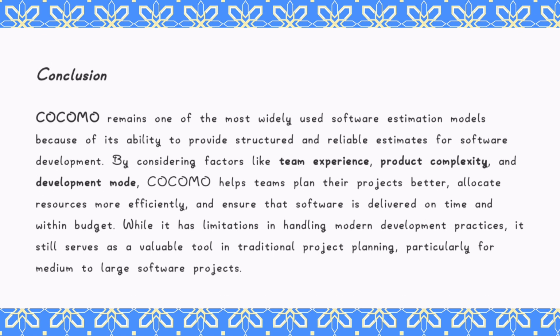Conclusion. COCOMO remains one of the most widely used software estimation models because of its ability to provide structured and reliable estimates for software development. By considering factors like team experience, product complexity, and development mode, COCOMO helps teams plan their projects better, allocate resources more efficiently, and ensure that software is delivered on time and within budget. While it has limitations in handling modern development practices, it still serves as a valuable tool in traditional project planning, particularly for medium to large software projects.